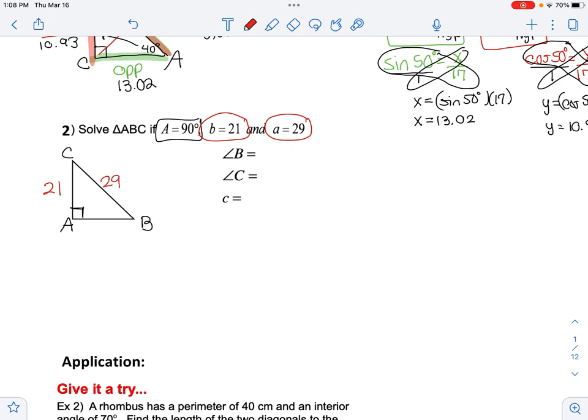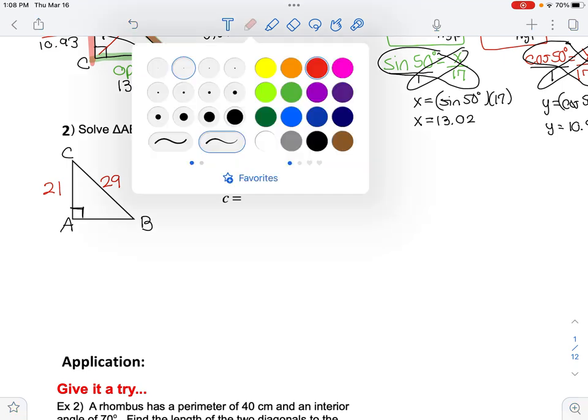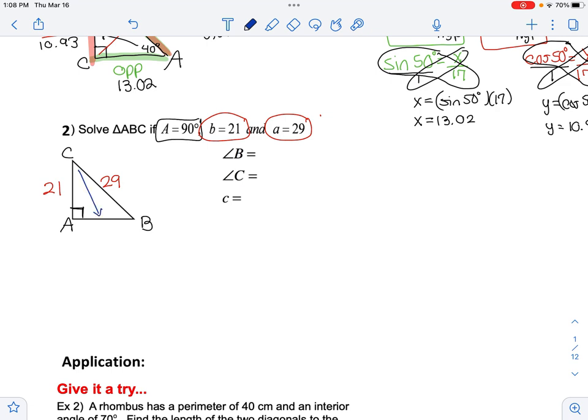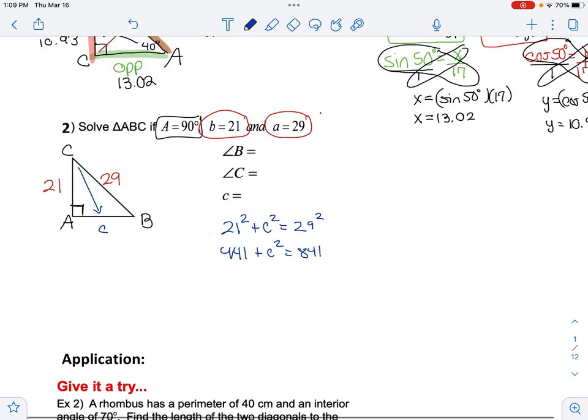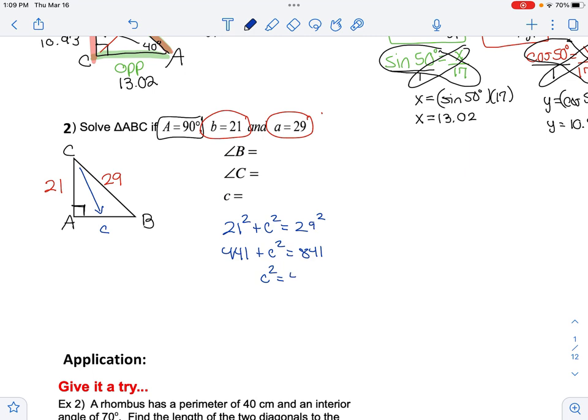Okay, and of course our job is to find all the missing information. Well, I'm actually going to start by finding the side across from angle C. We're going to call that side C. And because I already know two of the sides, all I really need to do here is Pythagorean theorem. So 21 squared plus C squared equals 29 squared. 21 squared is 441 plus C squared. 29 squared is 841. If I subtract the 441, I'm going to get 400, which means C is 20.